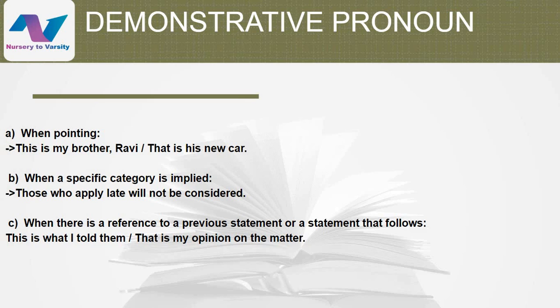So again, we are pointing to a group of people, or a category of people, on which a condition has been implied. Next is when we refer to a previous statement, or a statement that we are following up on. Like, this is what I told them. Here, this refers to the previous statement, whatsoever the speaker has told.